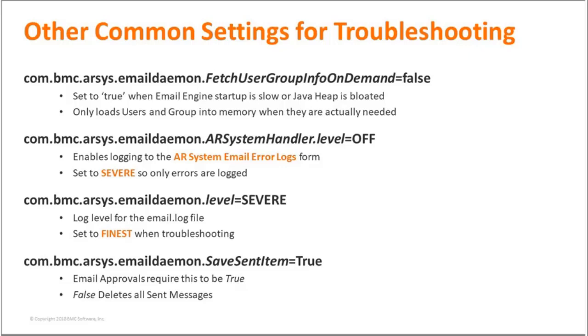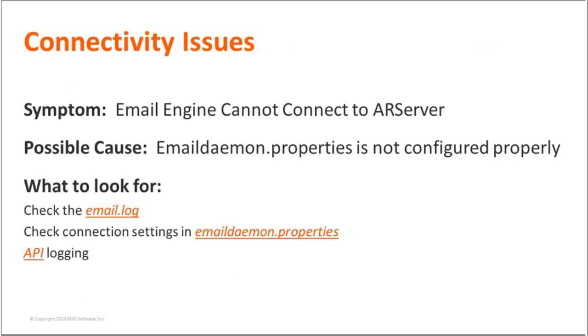So now we'll move into discussing some connectivity issues, which can be directly related to the service failover configuration Doug has just covered. One such scenario could be where the email engine is unable to connect to the AR server due to some misconfiguration in the emaildaemon.properties file. So let's look at a scenario where the email engine is unable to connect to the AR System server and discuss the causes and troubleshooting steps.